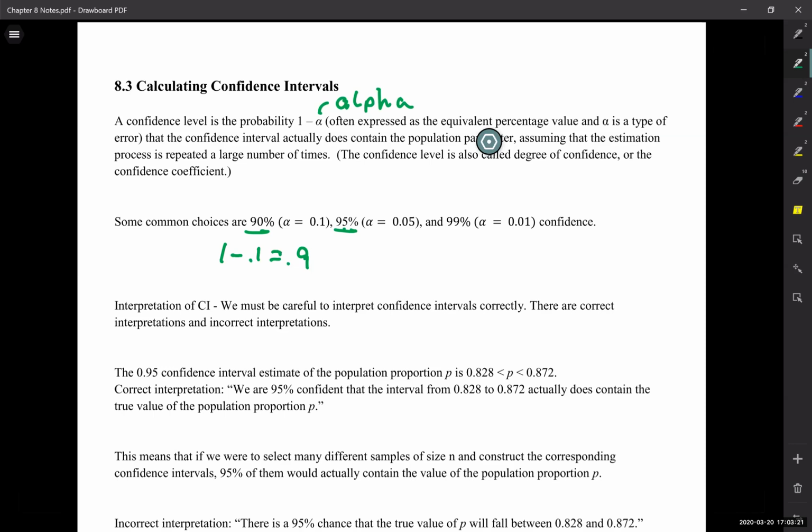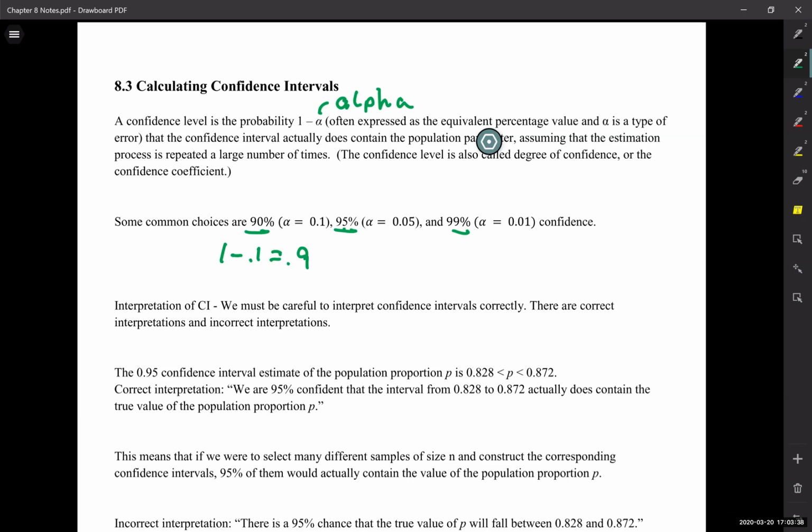Alpha is not hugely important to be able to identify right now. It's going to come up a lot more in Chapter 9, so I want to just mention it because it is related. However, we are focusing on the percents, and those are 3 very common percents that we're going to be talking about in this section.